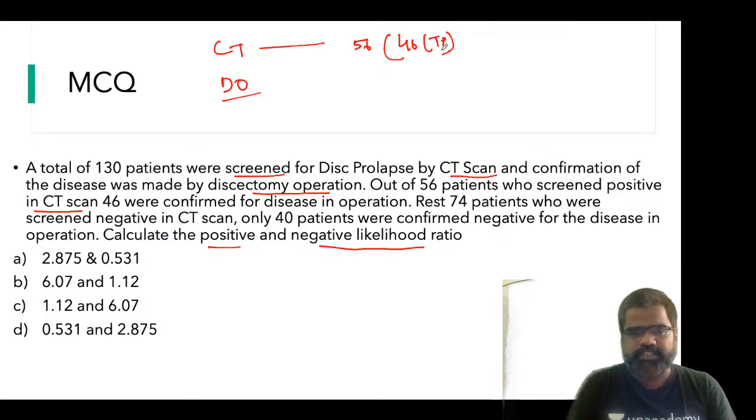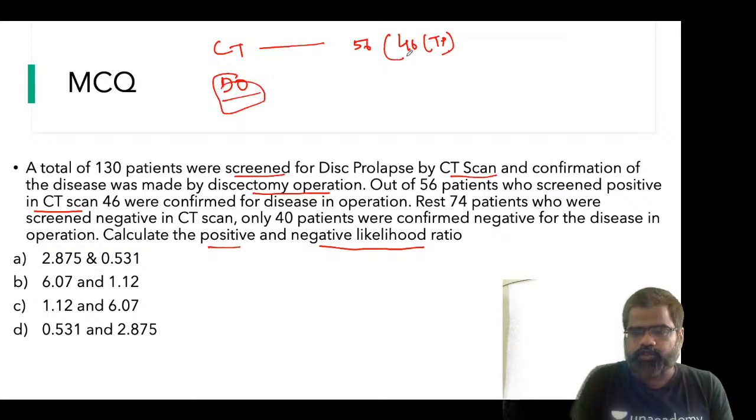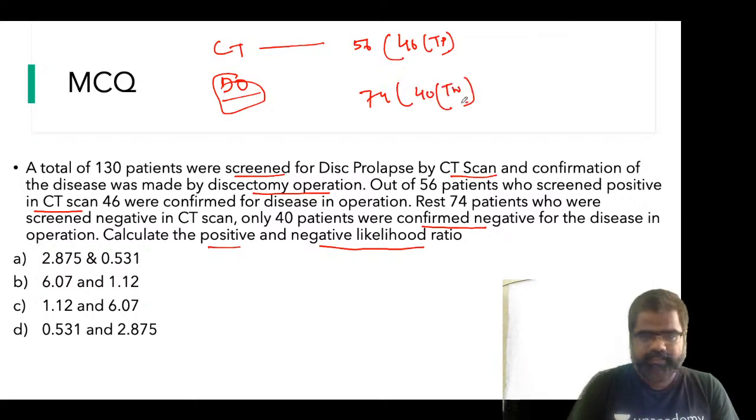Can I draw this information, students? 56 were the total that the CT scan said positive. 46 were confirmed by discectomy operation. So my 46 is true positive. Let's come to the next part of the question. Rest 74 patients who were screened negative. So CT scan said negative. Only 40 were confirmed negative. So out of 74, what is 40? This is my true negative. Right? Now I have my true negative and true positive.